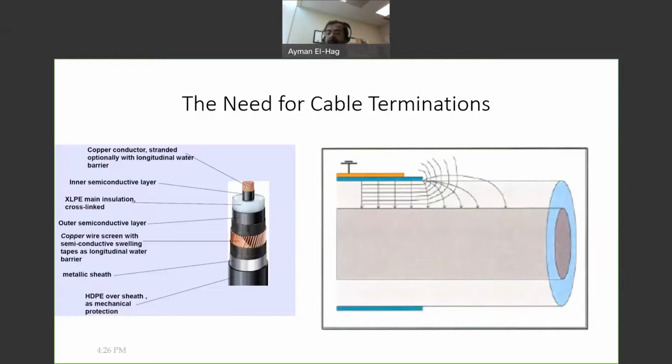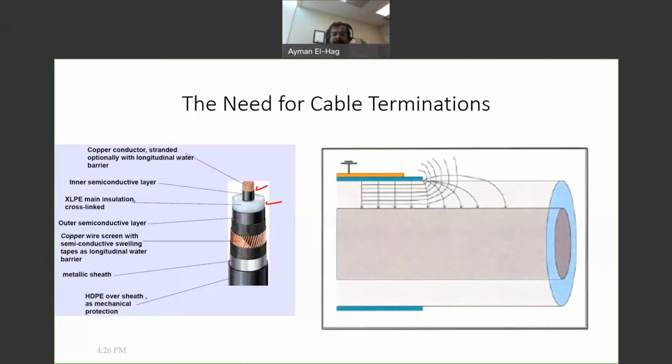To understand this question, let's look at the construction of the cable. The cable's basic materials: we have the conductor here. We have the insulation, which is mainly XLPE, cross-linked polyethylene, or could be any other polymer material. And this black material is the semiconductor layer. That's the basic structure of any cable.